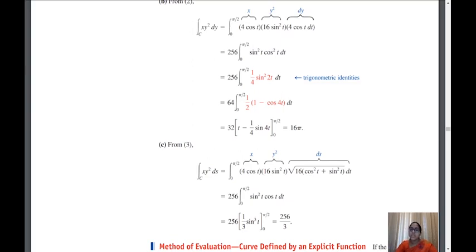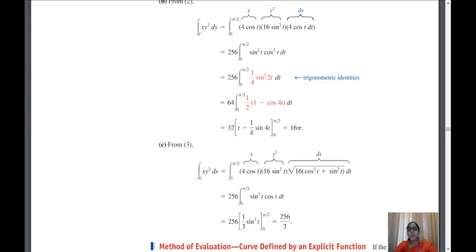So taking this square we'll get 16 cos square t plus 16 sin square t. Cos square t plus sin square t is 1 and root of 16 is 4. So we get 256 integral 0 to pi by 2 sin square t cos t dt. Here again we can use the method of substitution and you will get the answer.